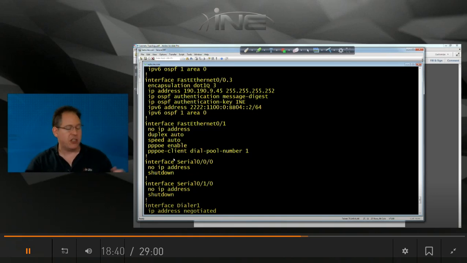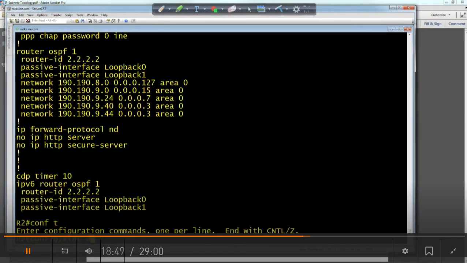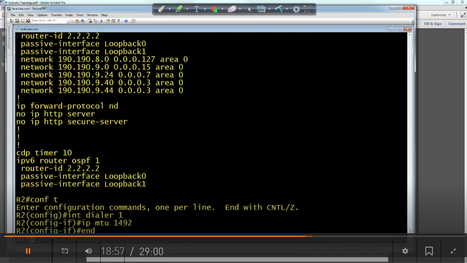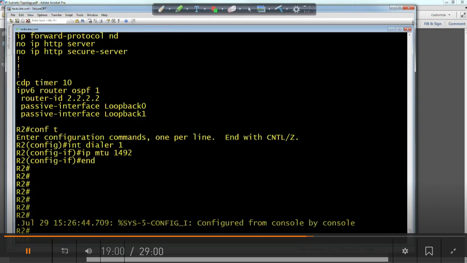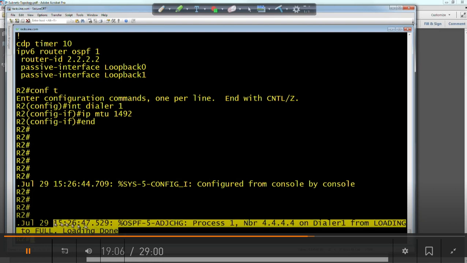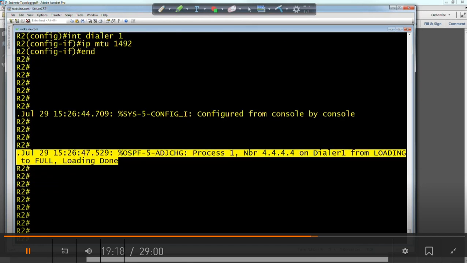So what we need to do is change the MTU of the dialer interface to match the other side. And that should resolve our problems. Interface dialer 1, MTU 1492. Now if that works, there we go. That's what I was hoping to see. Our IP version 4 OSPF process just formed a neighbor across that PPP over Ethernet connection. Now, I'm not sure why IPv6 hasn't formed a neighbor relationship yet, but we'll come back to that. We'll get back to that.